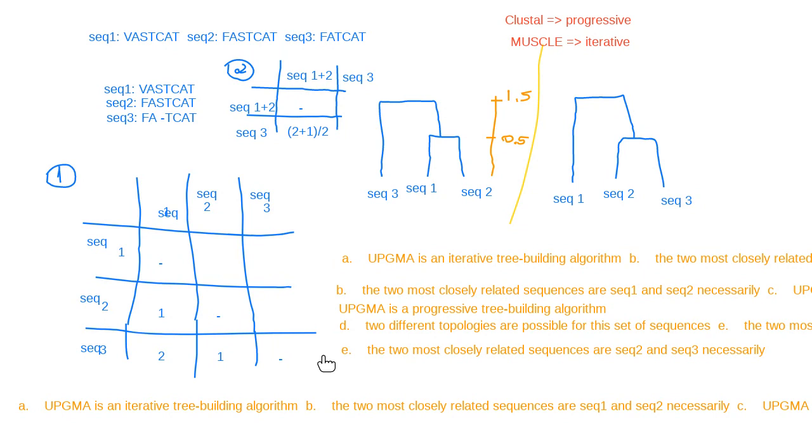So you're supposed to say that UPGMA is progressive. When we are doing this and then another matrix, we're progressing because we are now getting rid of individuals and then clustering them. So that one is not true.